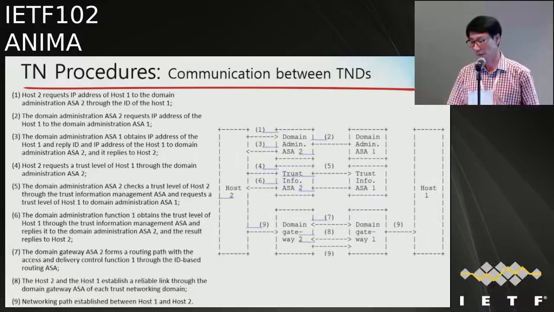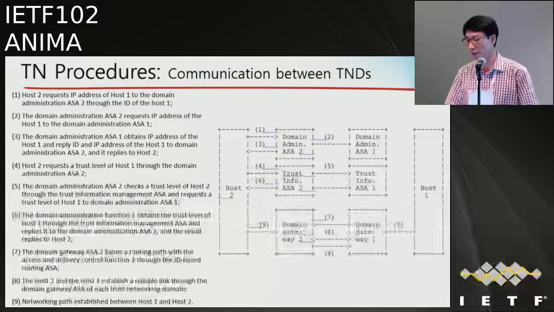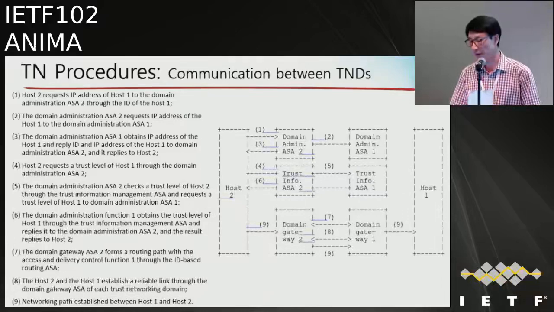So, for example, here host 2 wants to communicate with host 1, which is in a different trust networking domain. To do that, host 2 first contacts its own domain gateway, and then through the ID mapping from the generic ID, the self-certified ID, to the specific ID specific to each trust networking domain. Those can be done by the ASAs defined.